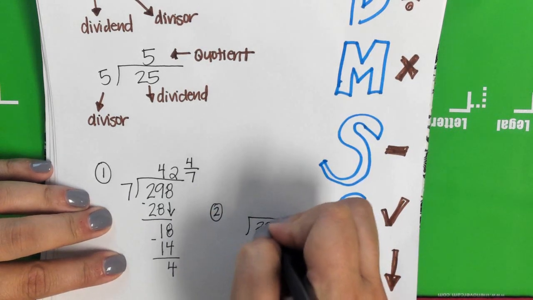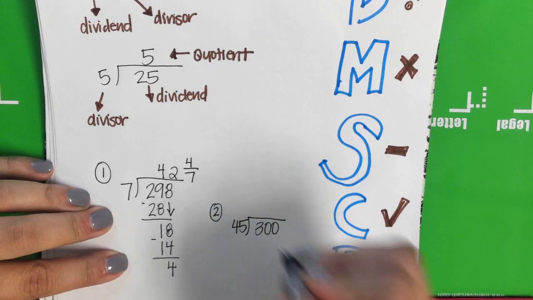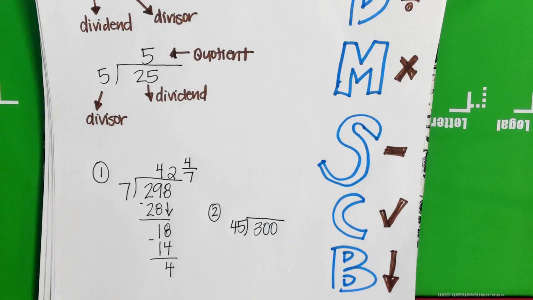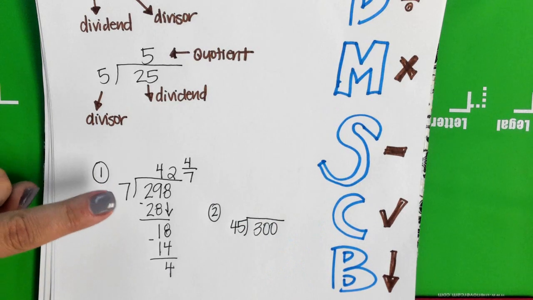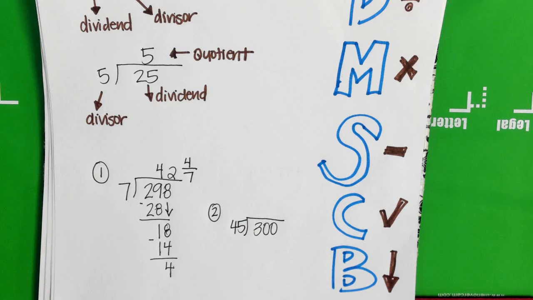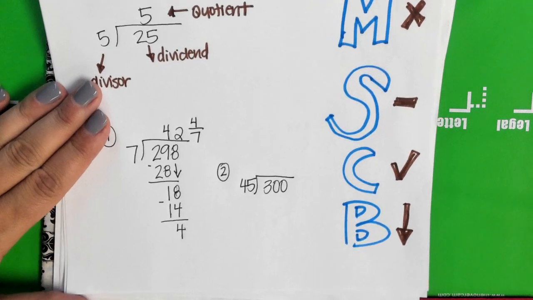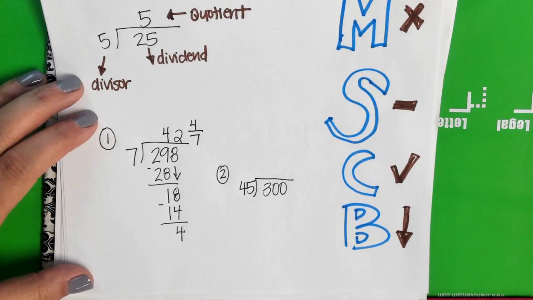If you check it, though, and you multiply 42 times 7, won't you have to add your 4 together? Yes, you will, because if you get 42 times 7, it should come out as 294, and then you would add your leftovers, your remainder, back to it. Yeah, absolutely.